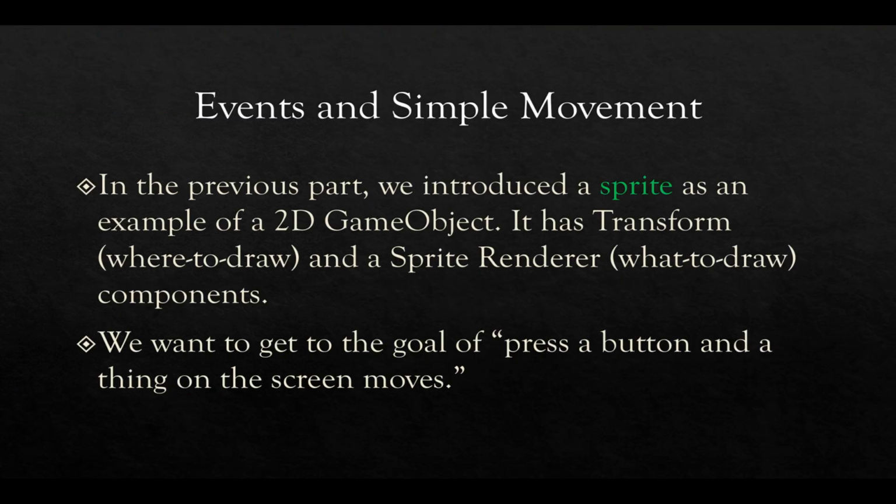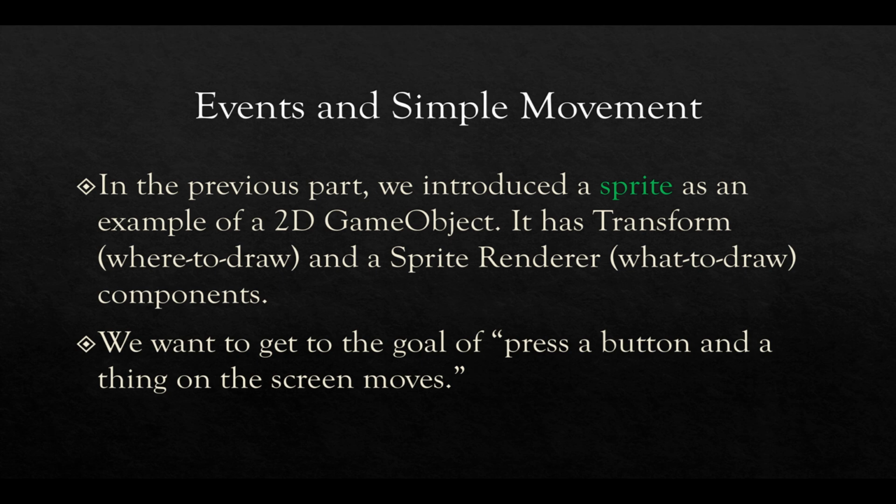Before we get too far, let's review the previous parts in our existing knowledge. So in the previous part of the series, we introduced a sprite. It is an example of a 2D game object, and it has two built-in components we looked at. It has a transform, a where to draw, and a sprite renderer, a what to draw component. We want to eventually get to the goal of press a button and a thing on the screen moves, which we'll get to towards the end of this video finally.